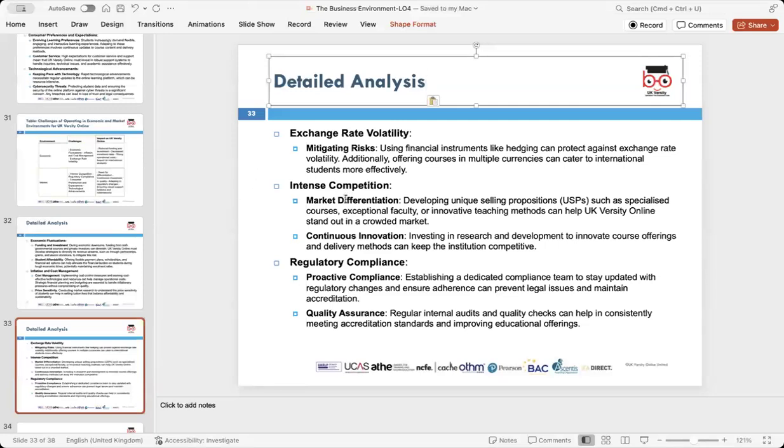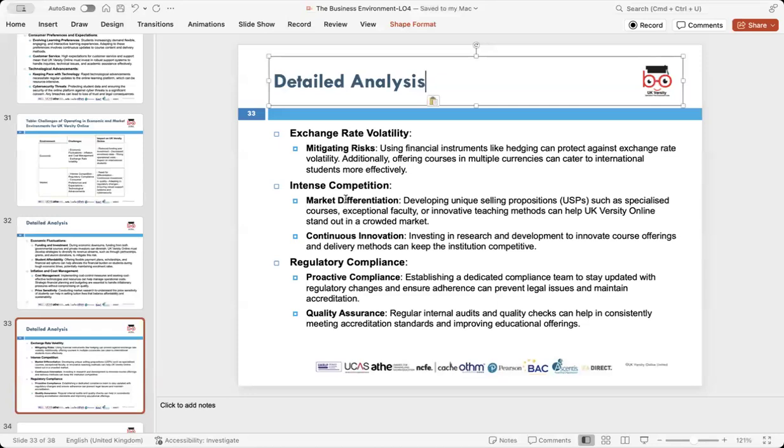Intense competition. The online education market is highly competitive with numerous local and international players. To stand out in a crowded market, UK Versity Online must develop a unique selling proposition or USP. This can include offering specialized courses, exceptional faculty, or innovative teaching methods. Continuous investment in research and development is necessary to innovate course offering and delivery methods, keeping the institution competitive.